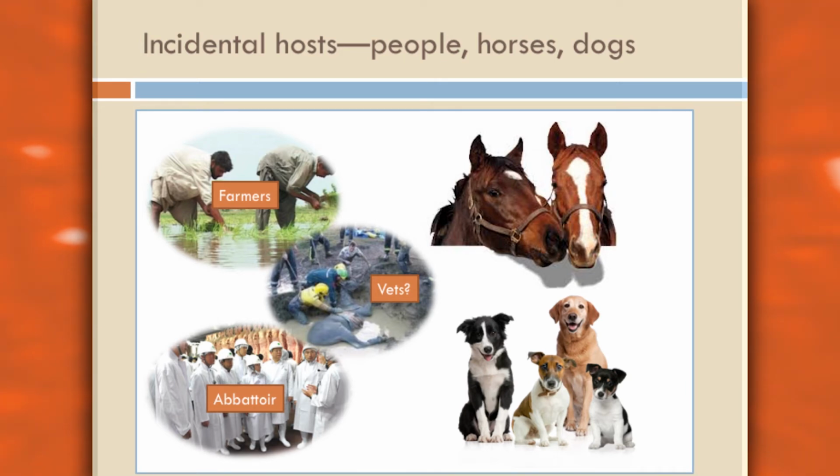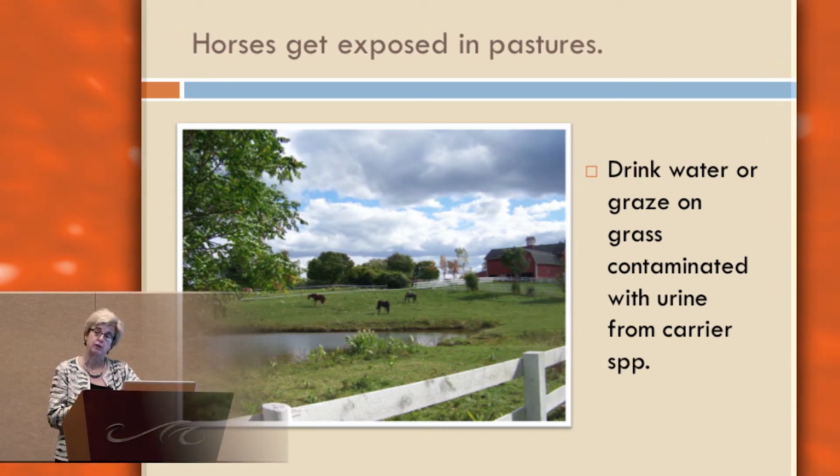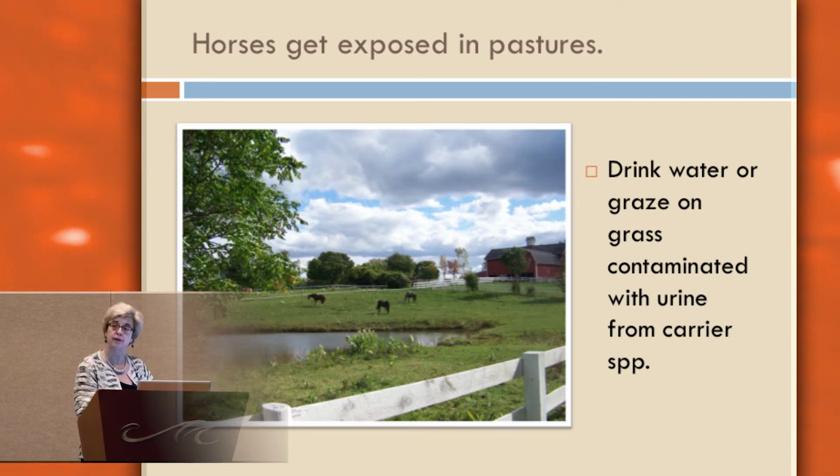I'd be pretty careful about your biosecurity if you're doing any kind of abortion handling, or dystocia or anything like that. We always are at risk there. Horses and dogs, and other species, but those are our primary ones. Generally, horses get exposed in pasture, and they get exposed by drinking water from their water source that's contaminated or grazing on grass that's contaminated with urine from a carrier species.